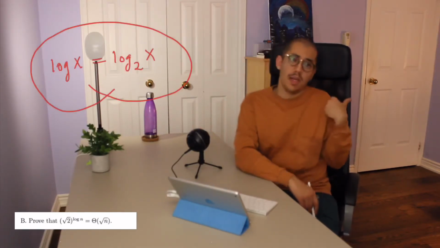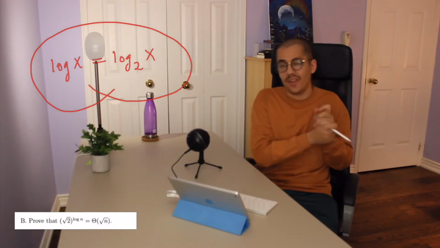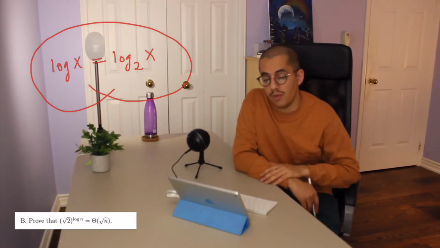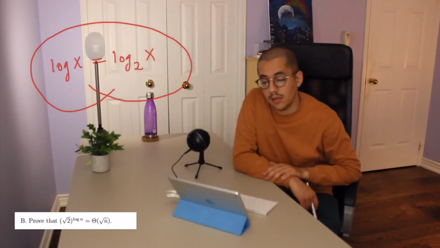But (square root of 2) to the power of log n is equal to big theta of square root of n. Basically trying to get its runtime. And just as a reminder, the base of 2 is the default base of log in this course. We've actually said it even in the welcome video, I think. But yeah, keep that in mind. And with that in mind, let's go for it.